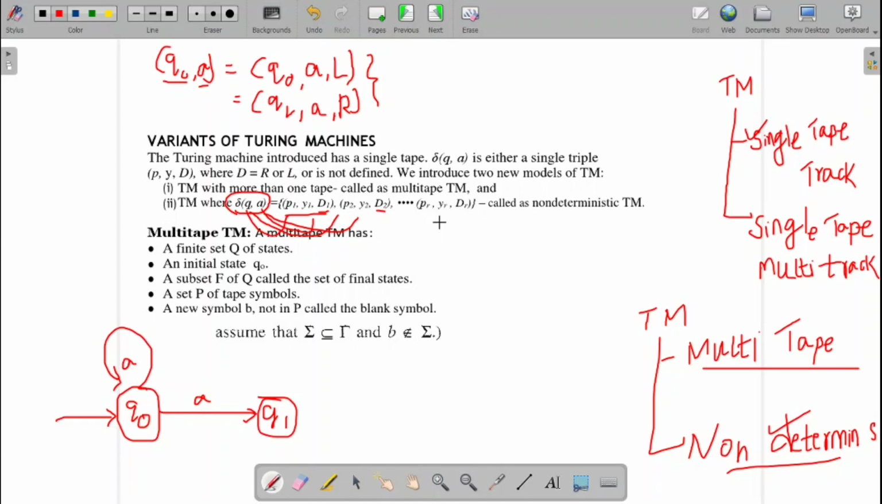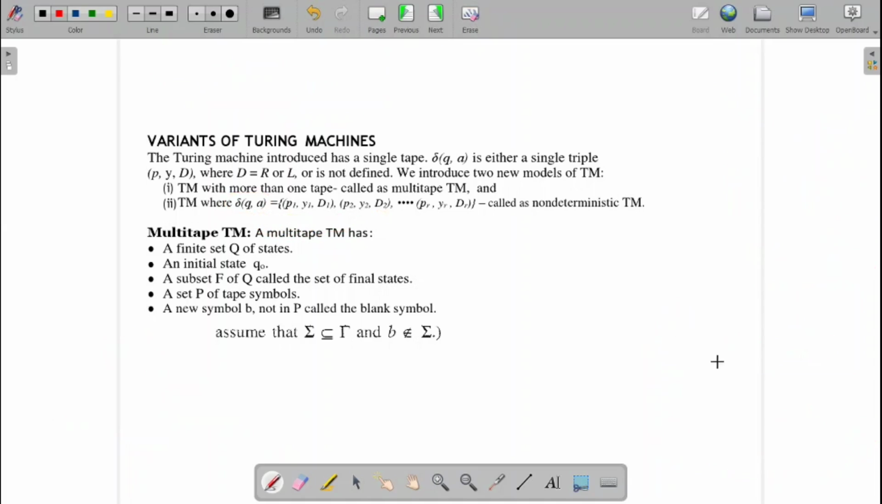Such transitions we call a non-deterministic Turing machine. Fine. So now let us go for the first variant of the Turing machine, the multi-tape Turing machine.